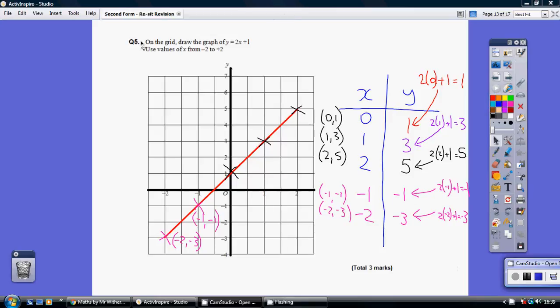Question 5 on the non-calculator paper. So on the grid, draw the graph of y equals 2x plus 1. Now, first things first, there are no squares involved, so this is going to be a straight line graph. Now, how do we plot a straight line?